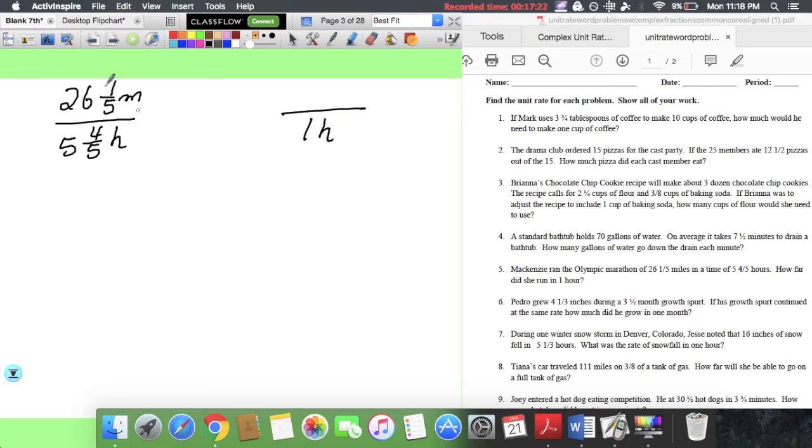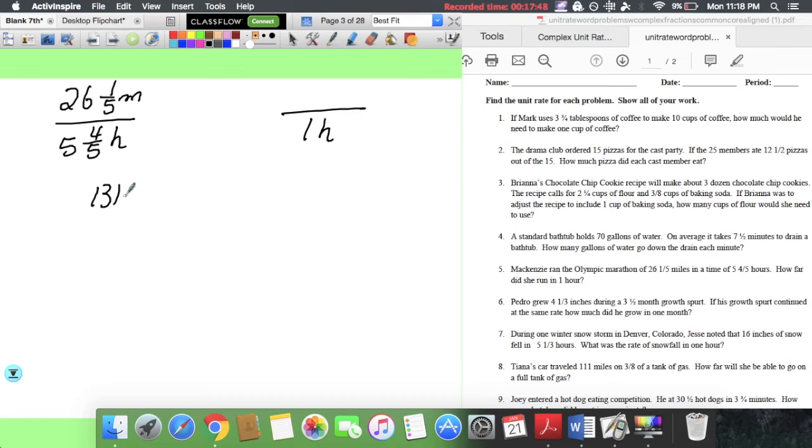So the easiest thing for you to do is probably change this to an improper fraction. Not easiest, forgive me, one choice. The other one would be to change it to a decimal, which is probably what I would do. But let's keep it as a fraction. So 26 1/5 is going to be the same thing as 5 times 26. If I change that to a mixed number, 130 plus 1 is going to get 131 miles.